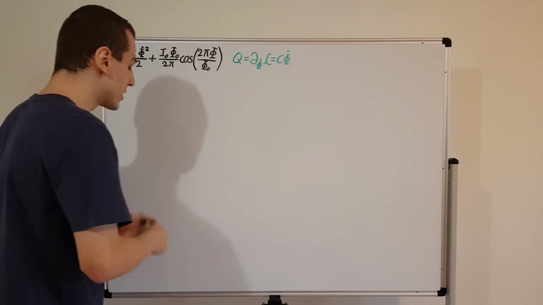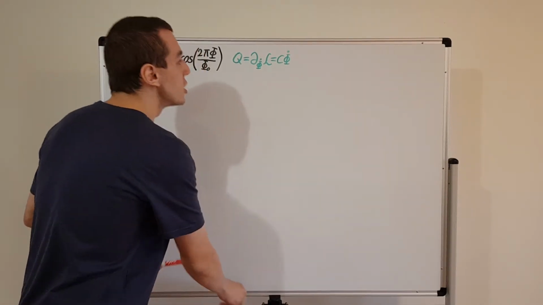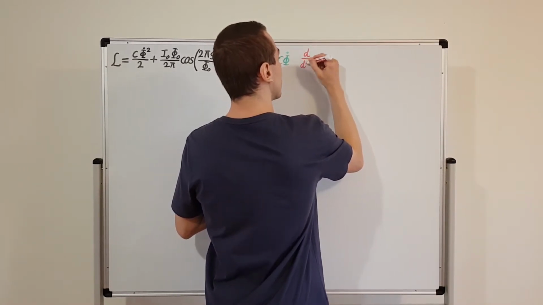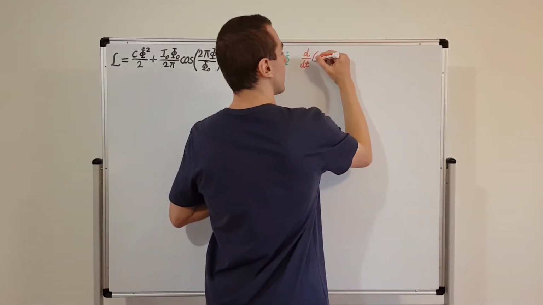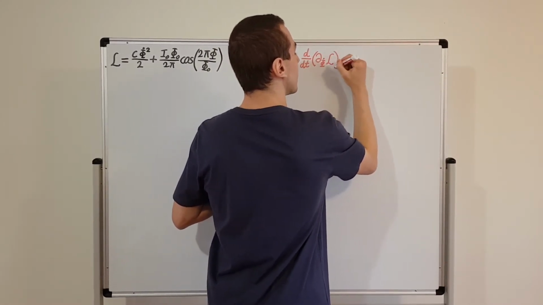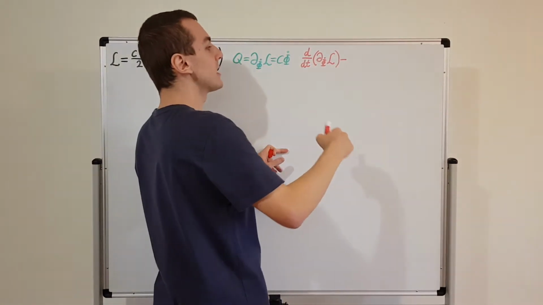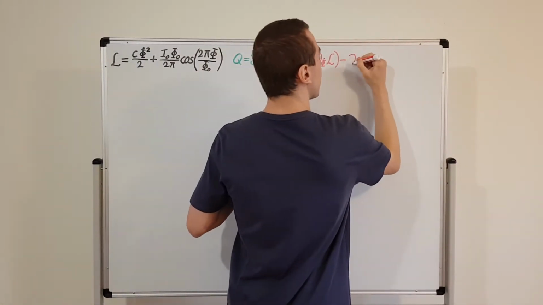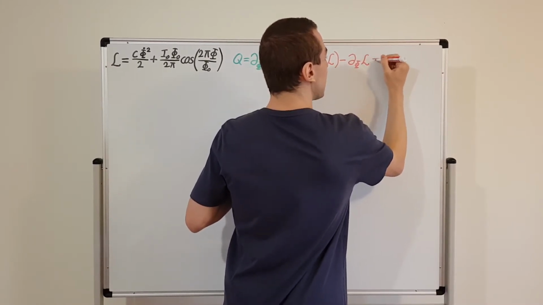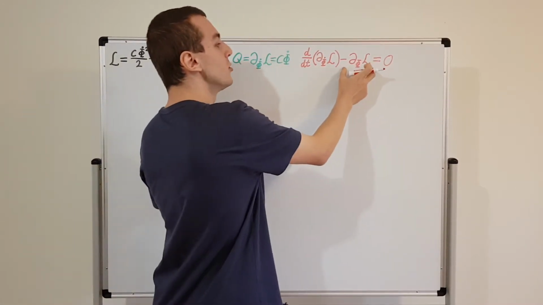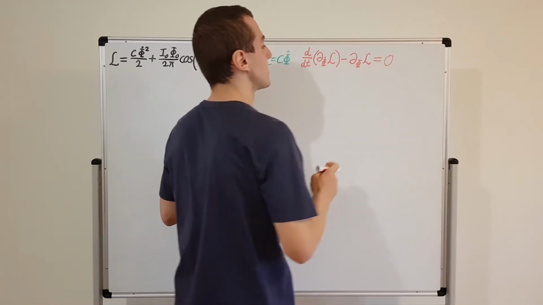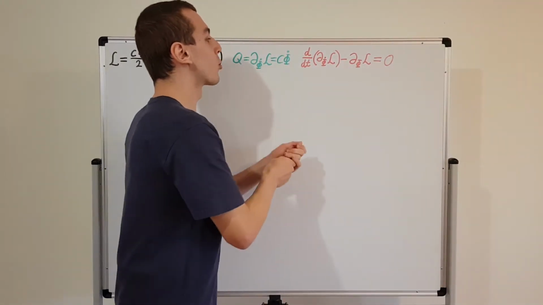So now what I want to do is write down the Euler-Lagrange equation. The Euler-Lagrange equation has a time derivative of this quantity, the partial derivative with respect to phi dot of the Lagrangian. And then we also have a term involving the derivative with respect to phi. So we have the partial derivative with respect to phi of the Lagrangian. And all of this is equal to 0. We can also move this term to the other side of the equation. We can just add this term to both sides. So this is the Euler-Lagrange equation.